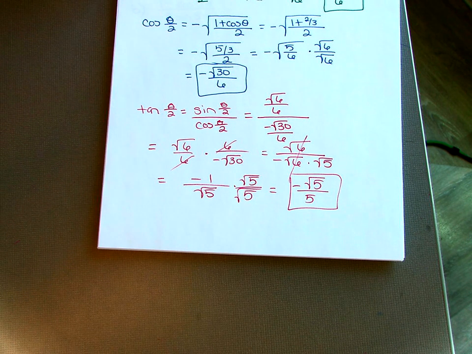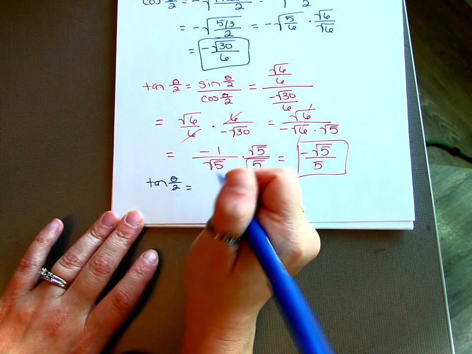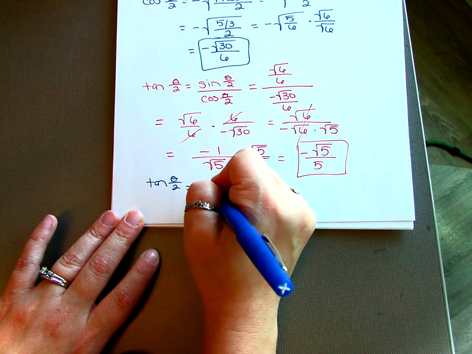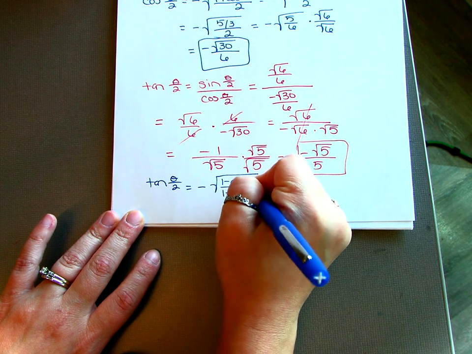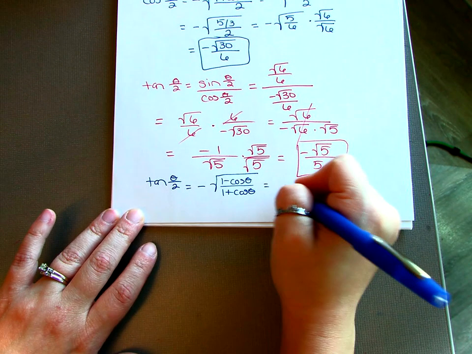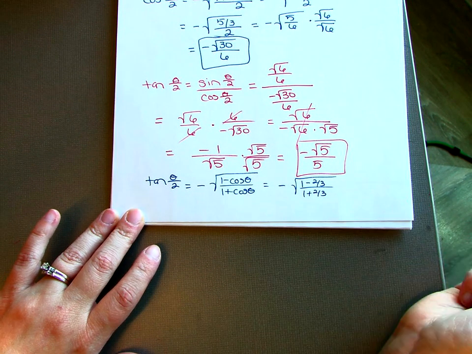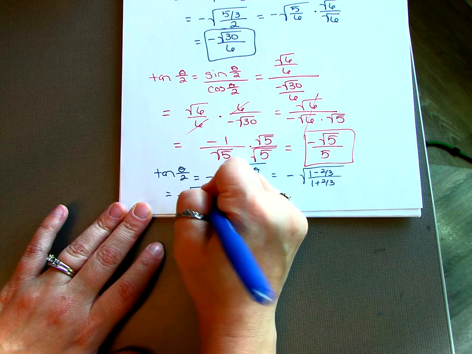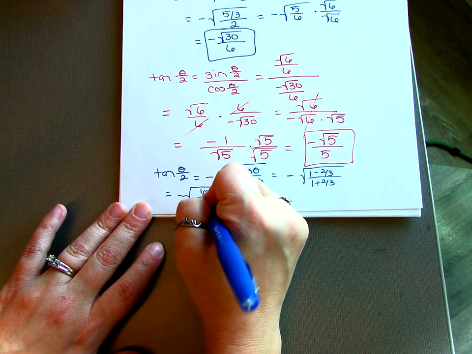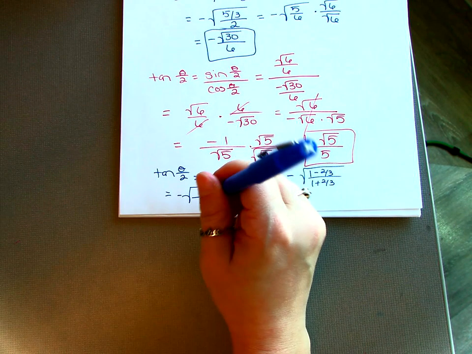That very first identity that I was mentioning, the one that only deals with cosine. Tangent theta over 2 equals, we already know that it's got to be negative, so I leave negative out there. It'd be 1 minus cosine theta over 1 plus cosine theta. That's what our identity states. Well, cosine theta is 2/3. One minus 2/3 is 1/3. 1 plus 2/3 is 5/3. So this would be dividing by that, so we flip it and multiply by 3/5.